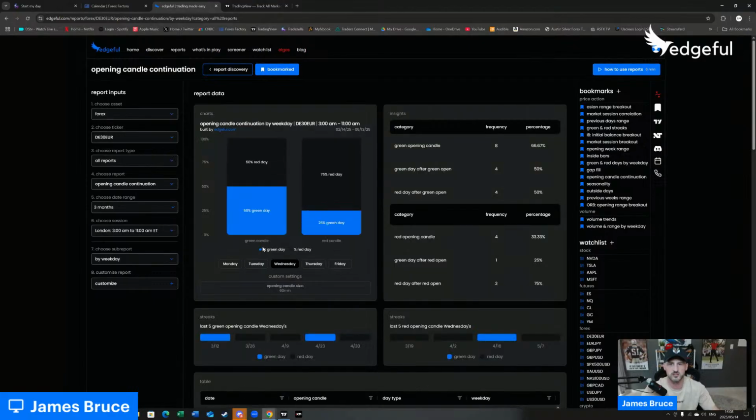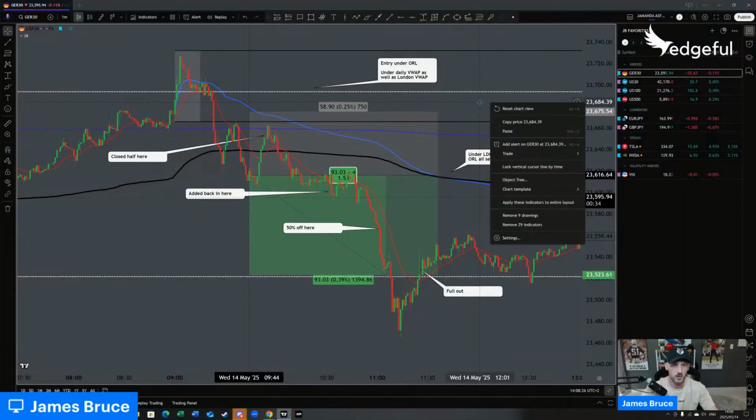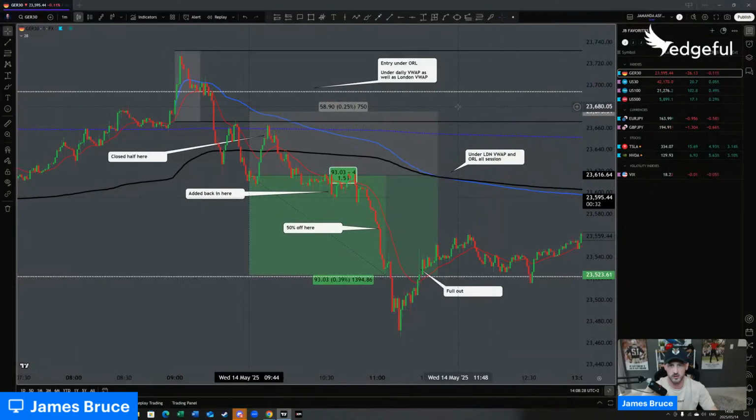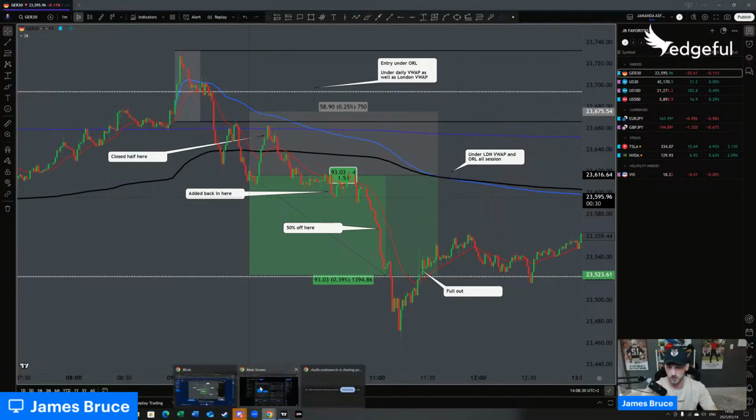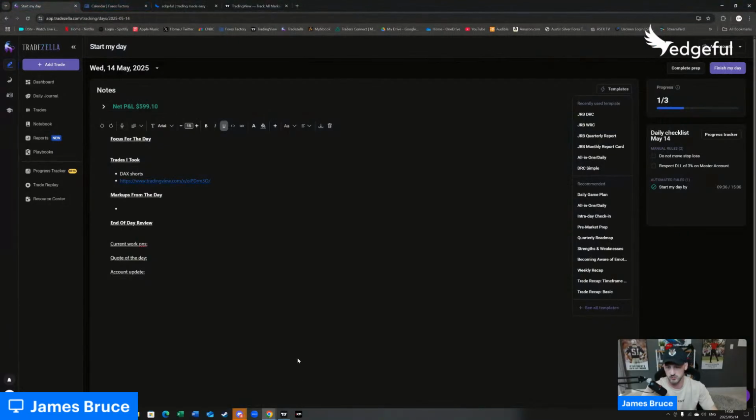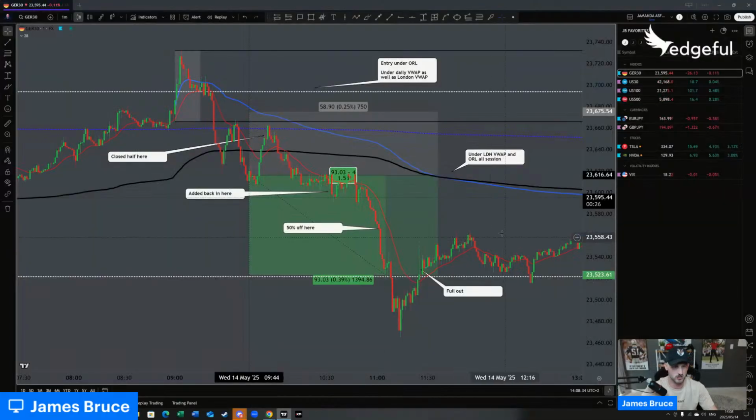But I like looking at that first hour. There you go: on a Wednesday, 75% of the time, if that first hour is bearish, we will close as a bearish closing day. Okay, so that was my DAX trade this morning. I already put it up in the journal, already marked up and ready to go. So $500, $600 to start the day there.